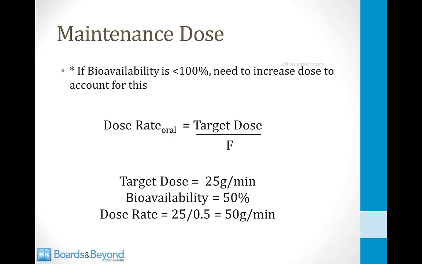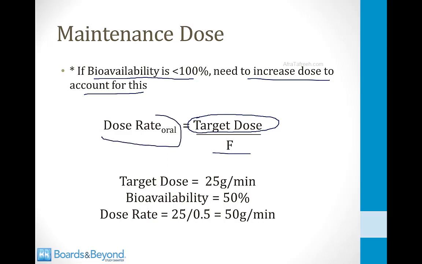Now, one caveat to what I just said on the last slide is if the bioavailability is less than 100%, then we need to increase the dose to account for this. So for example, in the last slide, we calculated a target dose that matched the elimination rate. But if the bioavailability were less than 100%, we'd have to divide that target dose by the bioavailability F to get the appropriate oral dose.